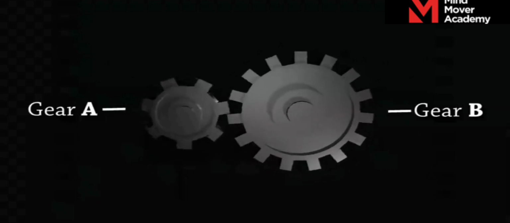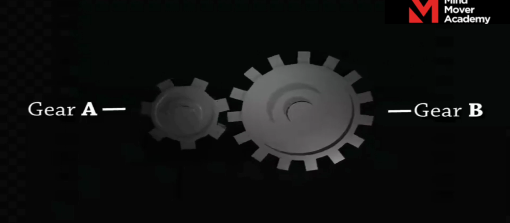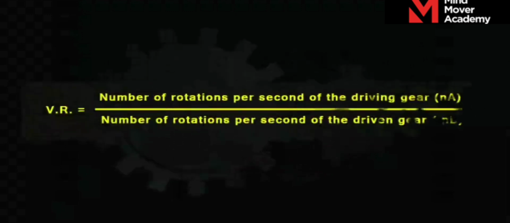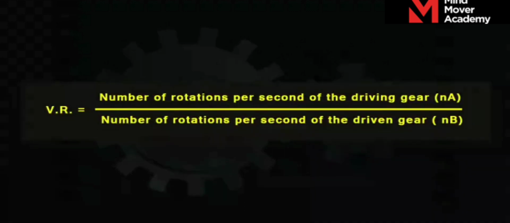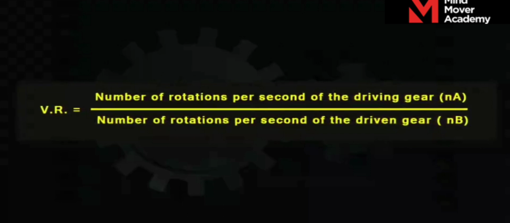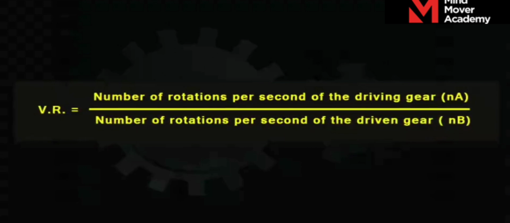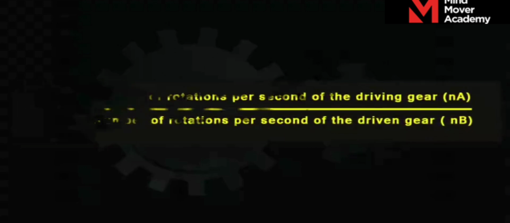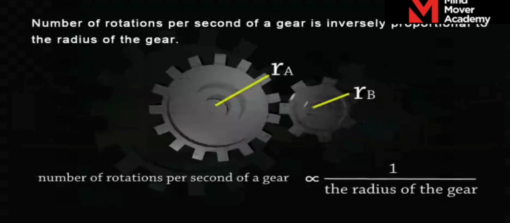The velocity ratio of a gear system is given by VR equals the number of rotations per second of the driving gear NA divided by the number of rotations per second of the driven gear NB. It is a common experience that the number of rotations per second of a gear is inversely proportional to the radius of the gear.